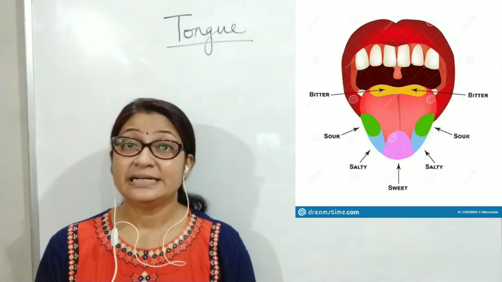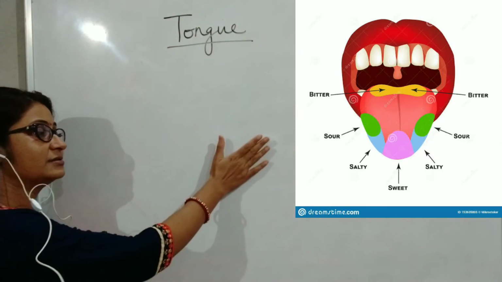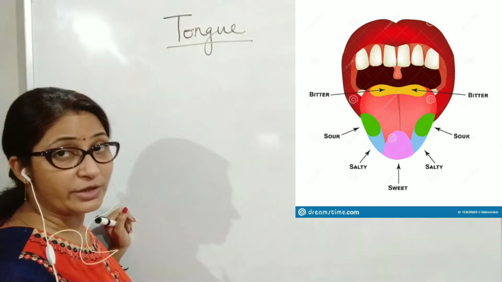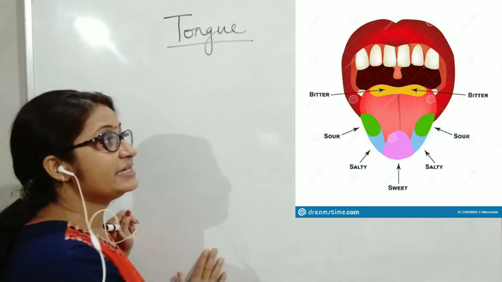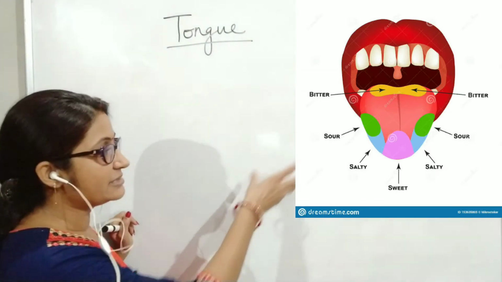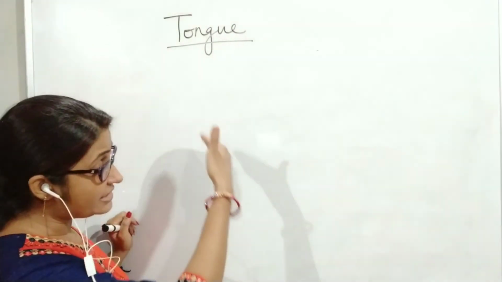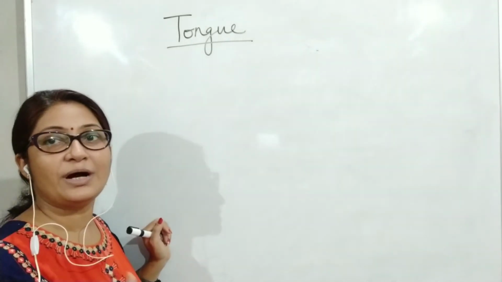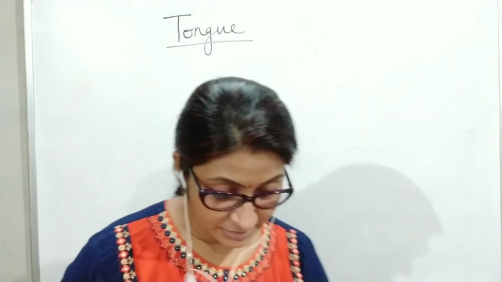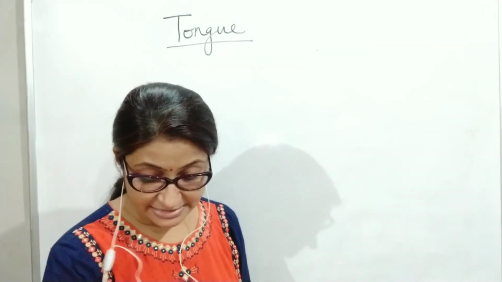Your tongue has taste buds. Here you can see in the diagram of the structure of our tongue, different taste buds are placed at different locations, which identify the taste of the thing that you are eating. Like the front part is responsible for a particular taste, the sides for another one, the back for another one, and the remaining for another. So these taste buds help you identify the different tastes of the things that you are eating. So a very important organ of our body, that is your tongue.